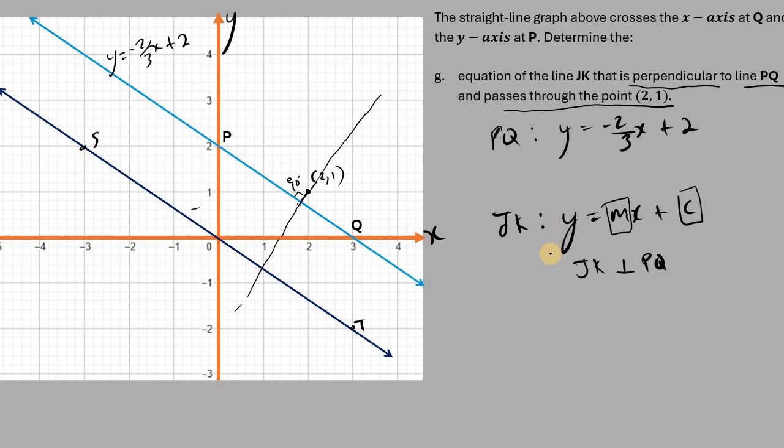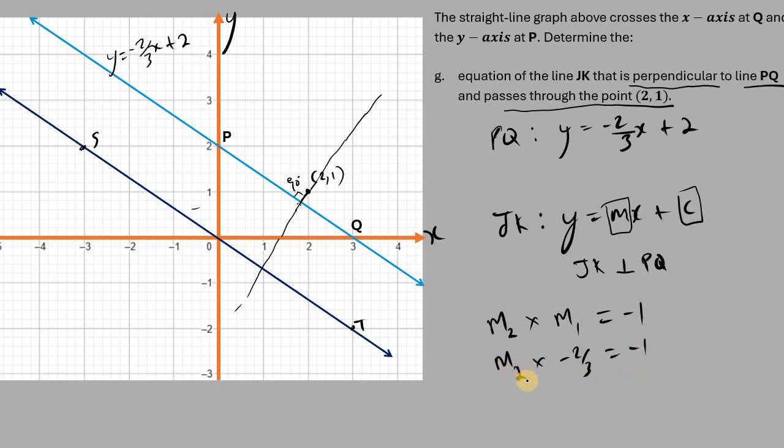So if I multiply the gradients of these two lines, we can do it several ways. Let's say the gradient of JK is M2, and the gradient of PQ is M1. When I multiply them, I get -1. I do not know what M2 is, but I know M1, the gradient of PQ, is -2/3. So I can replace that.